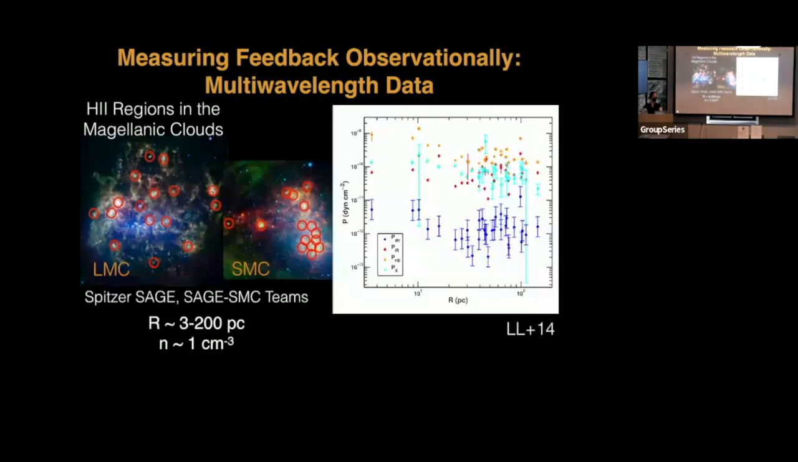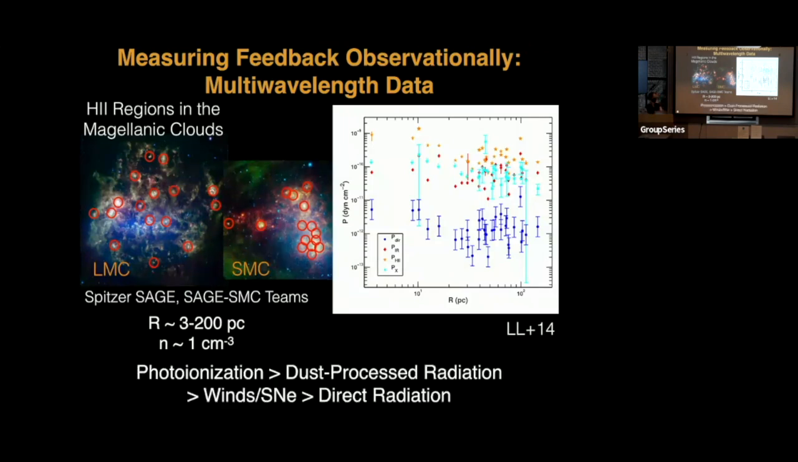So we initially did that analysis almost a decade ago, I'm getting older, and measured the pressures associated with these 4 terms for 32 sources in the Magellanic Clouds with a range in radius of 3 to 200 parsecs and density of about 1 particle per cc. And we found that in general, the photoionization heating, the warm gas pressure, is what dominated. It was 80% of the total pressure, that is the orange points. Then the dust processed radiation and the winds and supernovae only contributed about 10% to the total pressure. And then the direct radiation pressure, the blue points, only contributed like 1%.